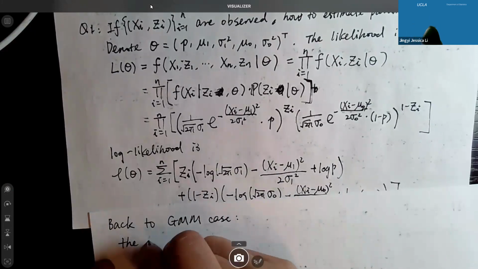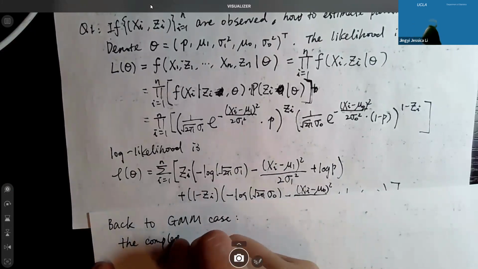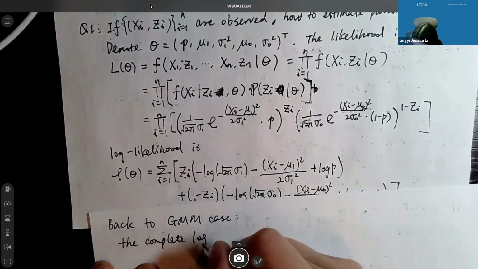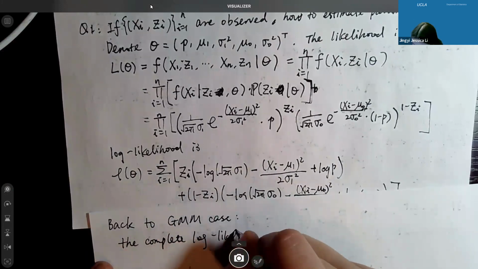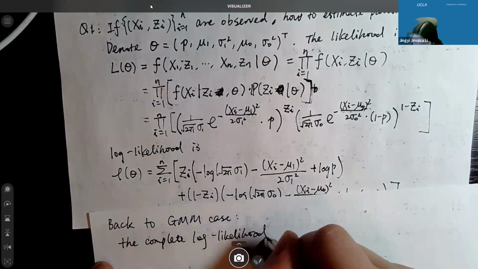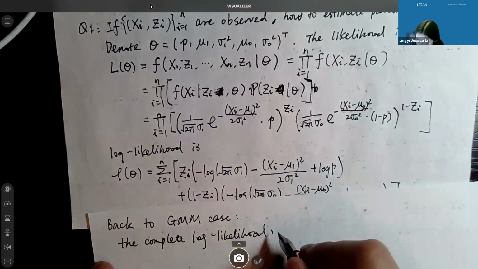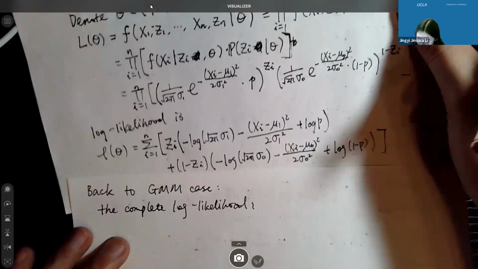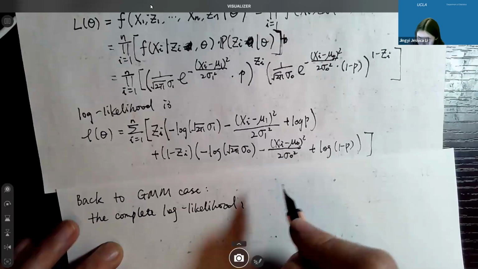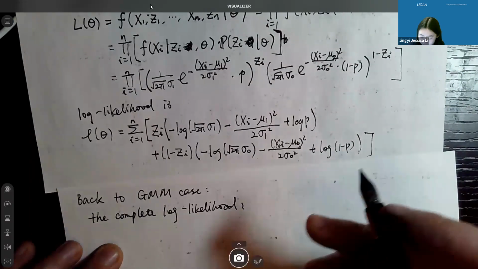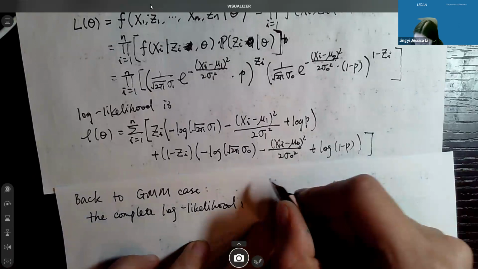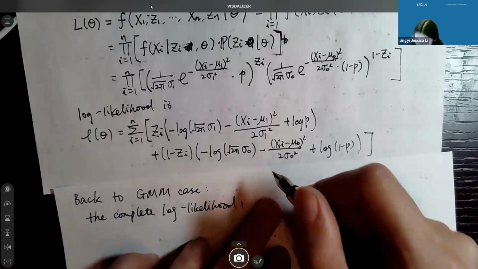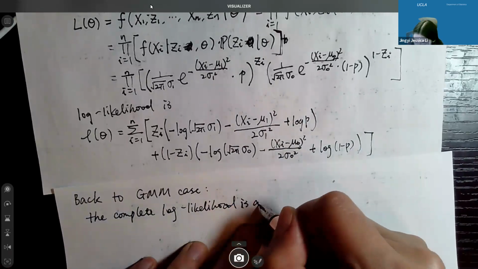complete log likelihood, or we say log complete likelihood. I think that's more accurate. The log complete likelihood is just this, right? So this is what we had before. And that's it, right? So we have it, it is available.